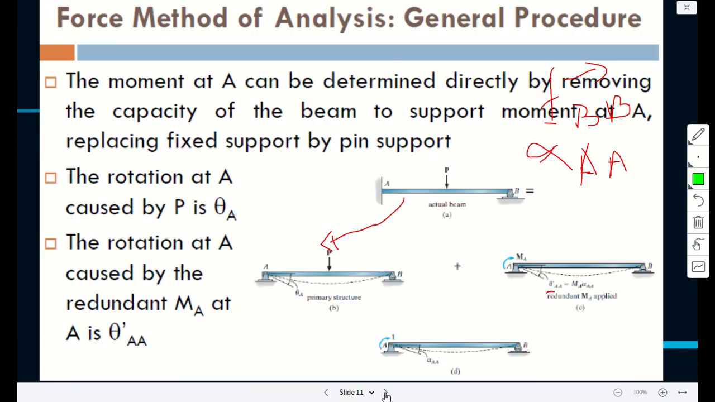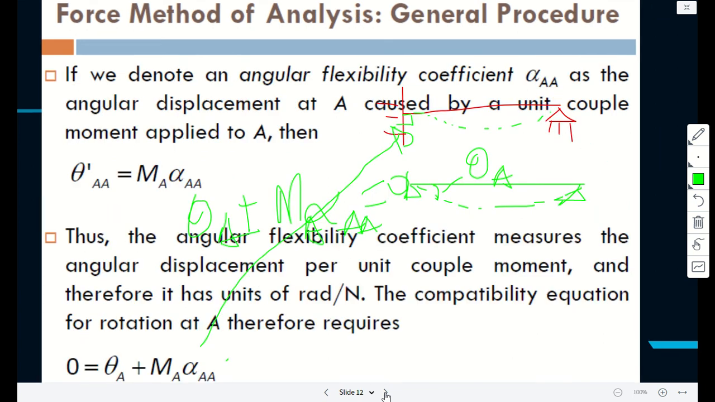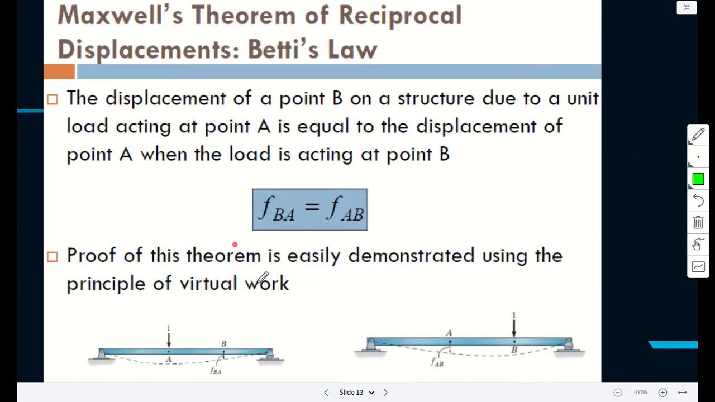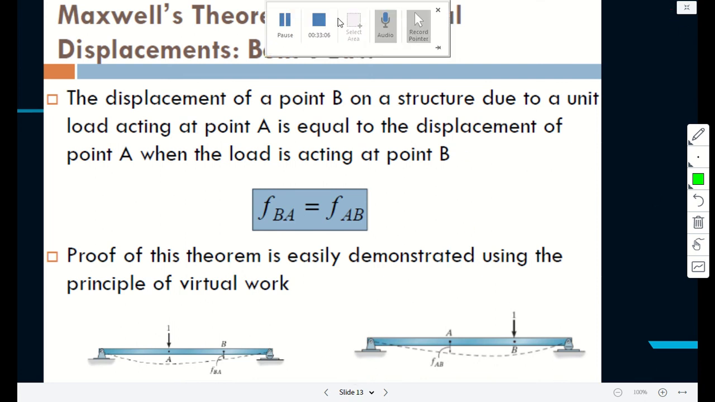Some of you can also use the moment. But if you're good, maybe you'll get to the answer. If you chose the RB, it's much simpler. And even once you figure out what RB is, of course, you will get what MA is as well. So this is what Maxwell is telling us.